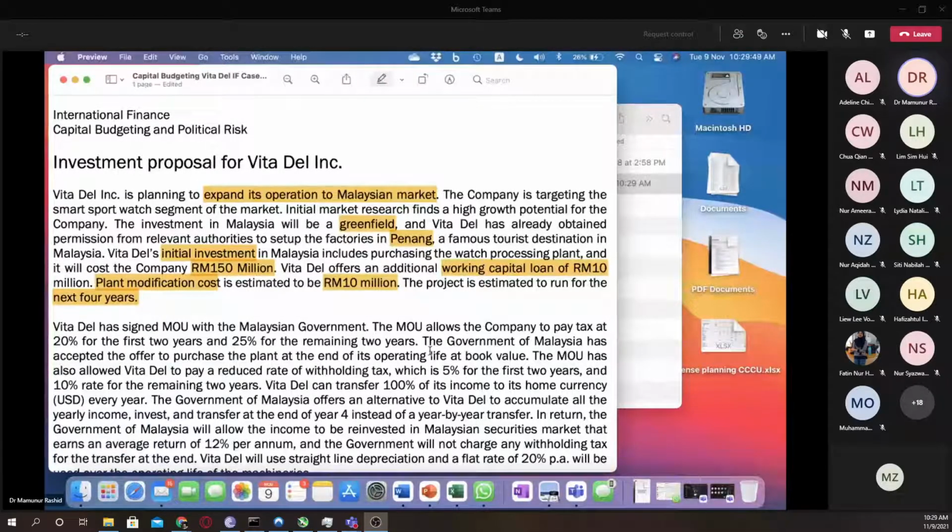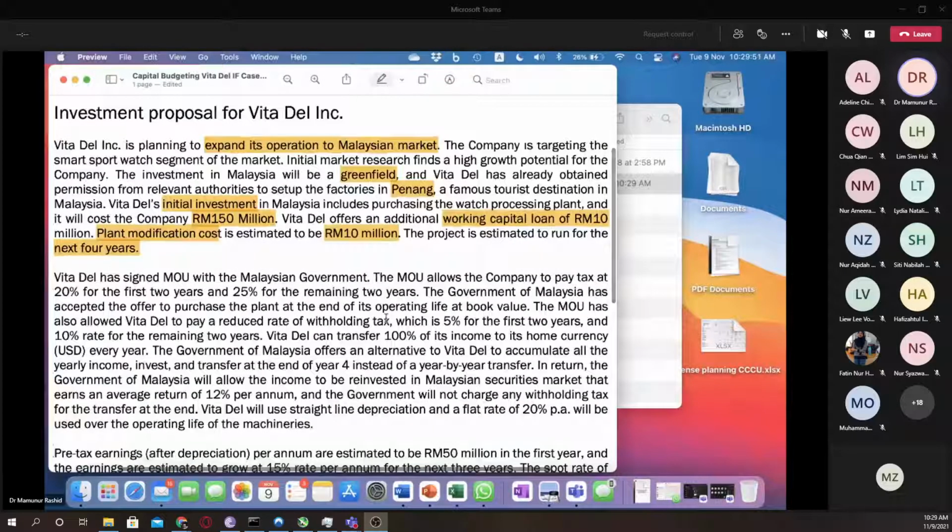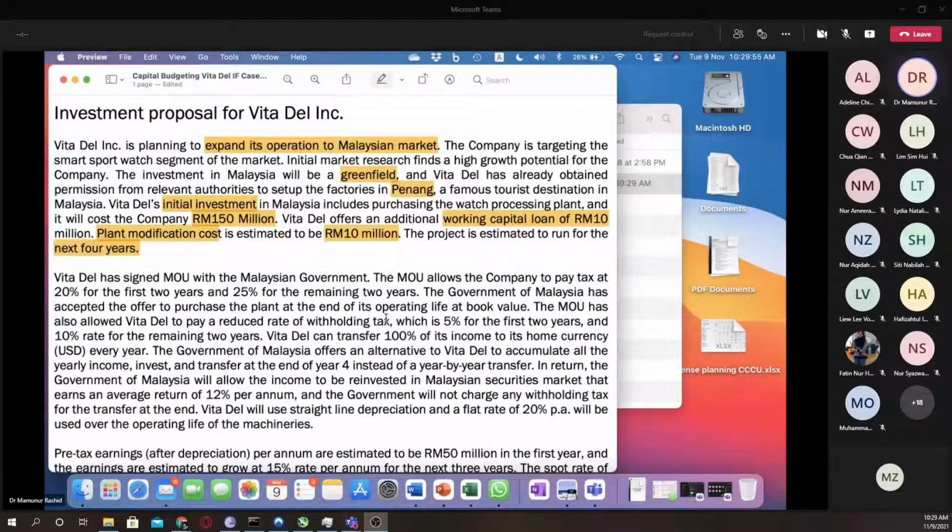Okay, let's go to the next paragraph. See how it influences our cash flow decision. Vitadel has signed an MOU with the Malaysian government. The MOU allows the company to pay tax at 20%.